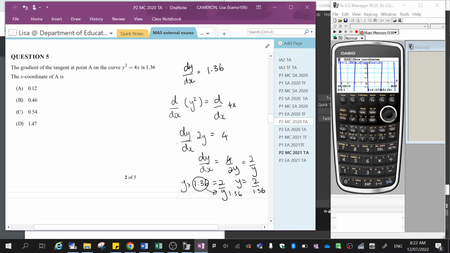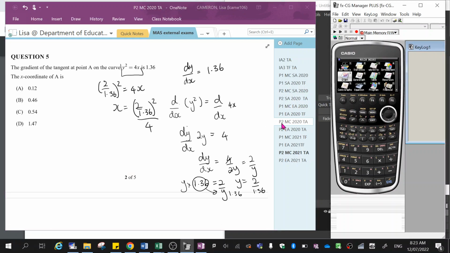Okay, so now I've got a function with y. I can now use my original function to find the coordinates. So here, this is the original function that's set out as a set of coordinates. I have a y coordinate. Now, I want to find the x coordinate. So 2 over 1.36 squared is equal to 4x. Again, from this point, you can solve it, or you can chuck it in your calculator by rearranging it.